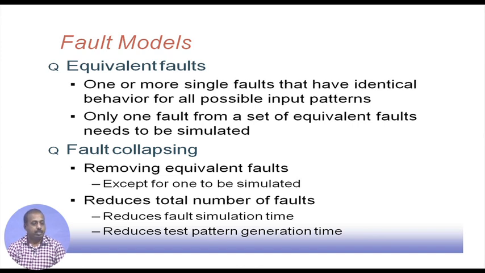This is the first step that is done under a particular fault model. We find the equivalent faults for a circuit, and for each equivalence class we take only one fault and do fault collapsing. The set of faults that we finally get are all non-equivalent faults, and for those we have to run our test generation process and our fault simulation process.